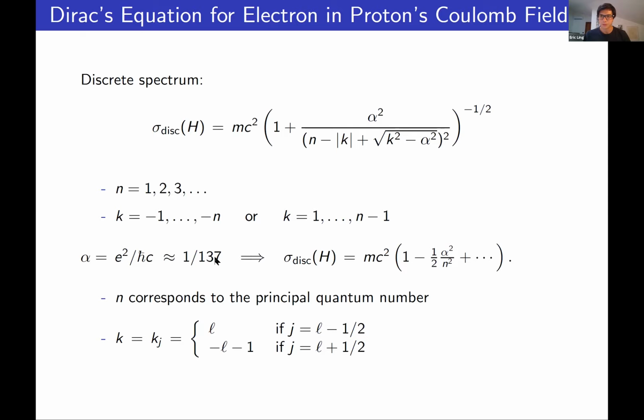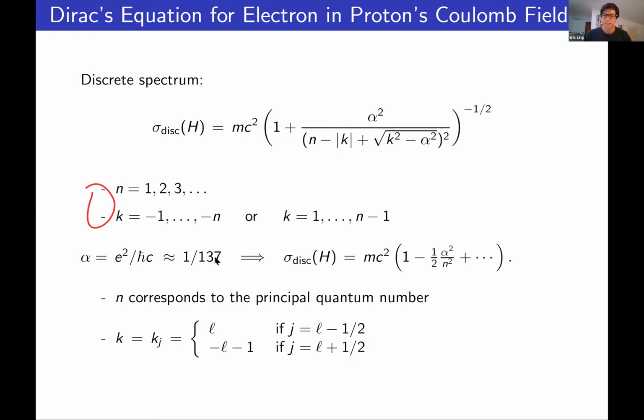Okay, so the discrete spectrum is indexed by two integers, n and k. n has to be a positive integer: 1, 2, 3, etc. k has to be either a negative integer from -1 to -n, or a positive integer from 1 to n-1, but it can't be 0.